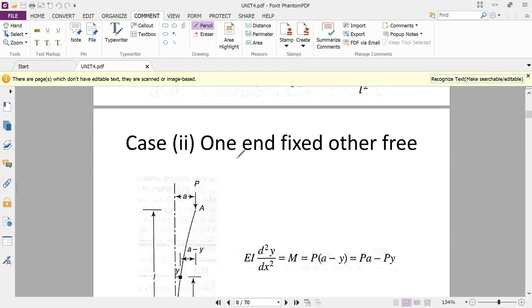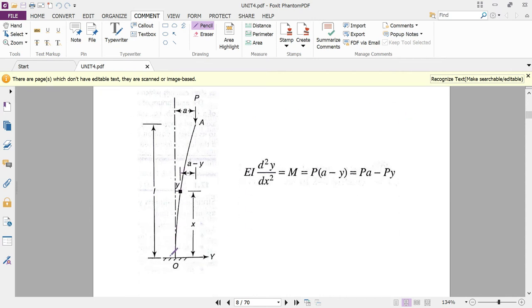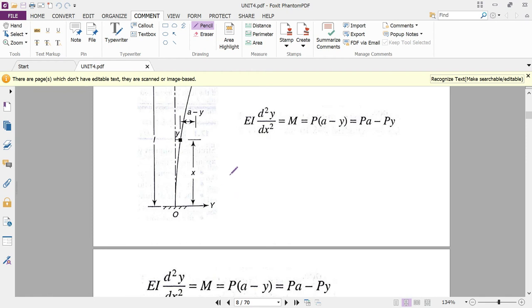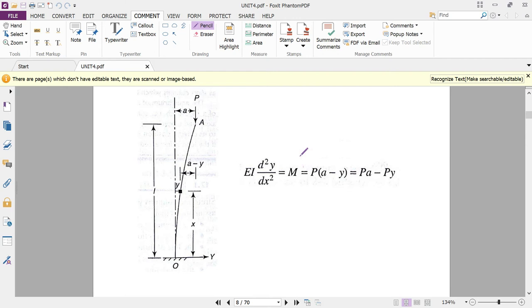Now the second case is one end fixed and the other end free. Suppose the bottom end is fixed, and the other end is free to move. In that case we apply the axial force P at a particular distance A, and we are interested in calculating the bending because of that load. So what will be the condition of the differential equation? It will be EI d square y by dx square is equal to M. M is the moment that will be formed, but here what will M be?